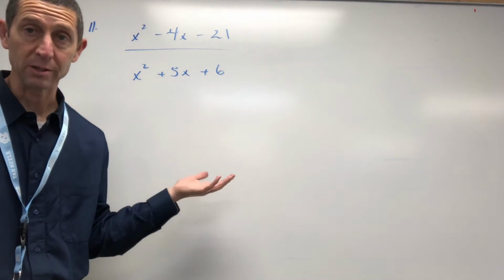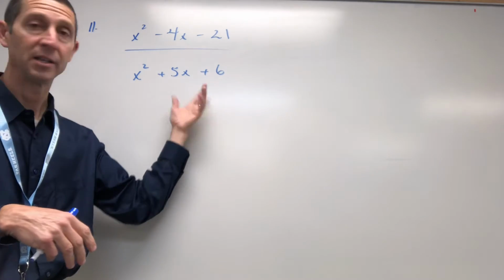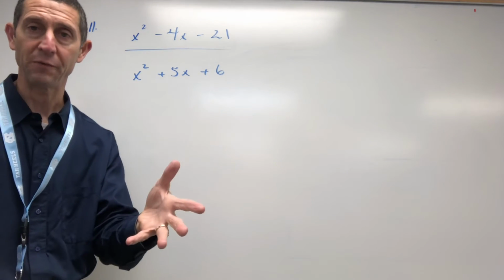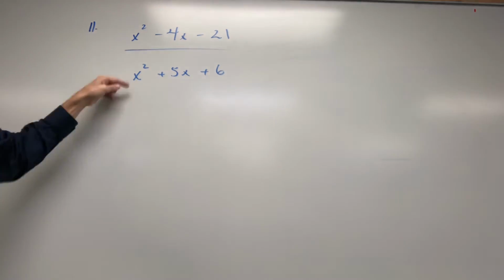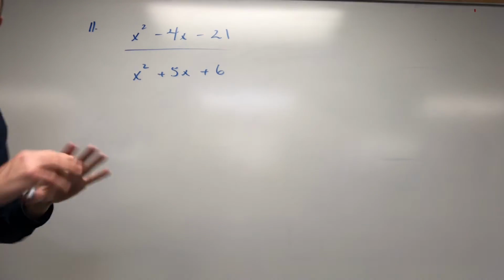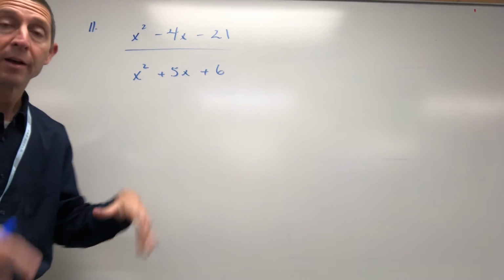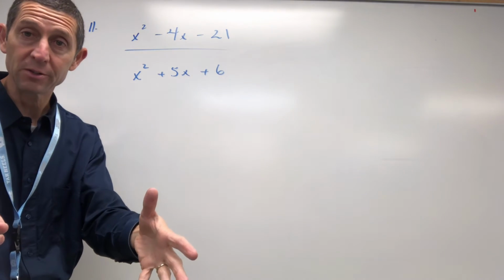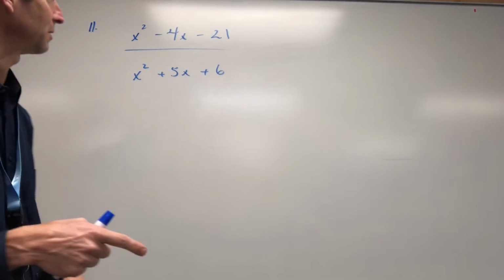You're thinking 21, 3 and 7. You're looking at a 6, 2 times 3. These are your favorite ones to factor. So don't try to cancel anything here. They're not exactly the same. Factor it into groups first, and then see if you can cancel some stuff out.